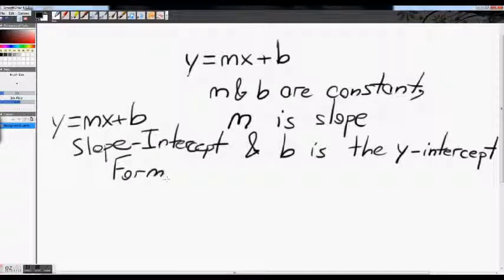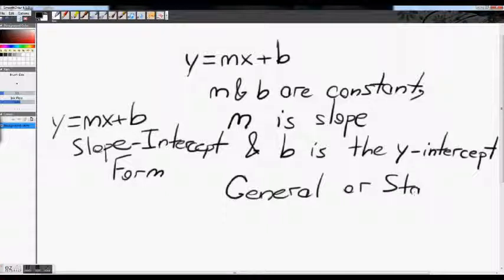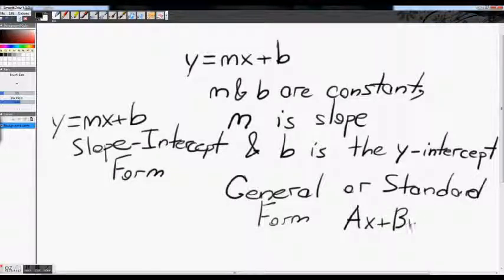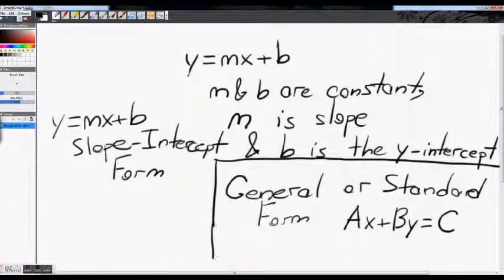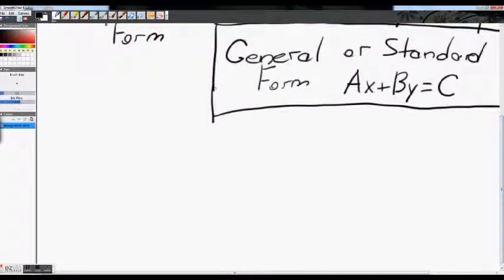However, what is called the general or standard form is written as ax plus by equals c, and the point-slope form is written as y minus y1 equals m times x minus x1.